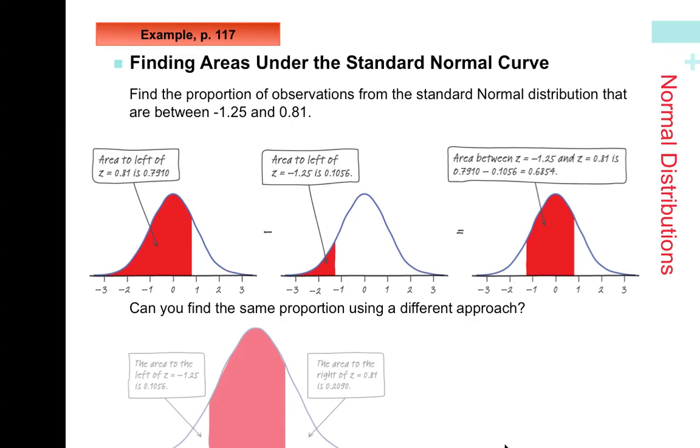Another approach that we could have used would be knowing that the area to the left of the z-score of negative 1.25 is 0.1056. To the right of 0.81 would be 0.2090. Take 1 minus 0.7910, and that tells us what's in this upper tail. The area that's not represented is in the unshaded parts, the two tails. We can just do 1 minus those two areas to get what's in between.